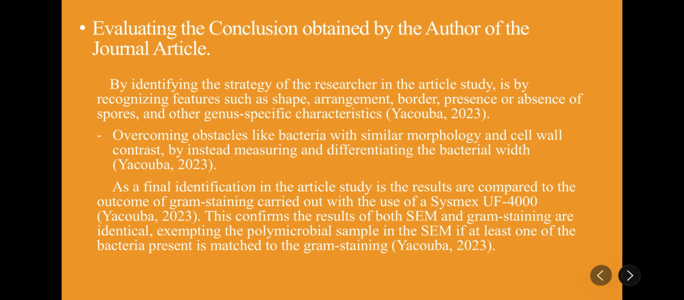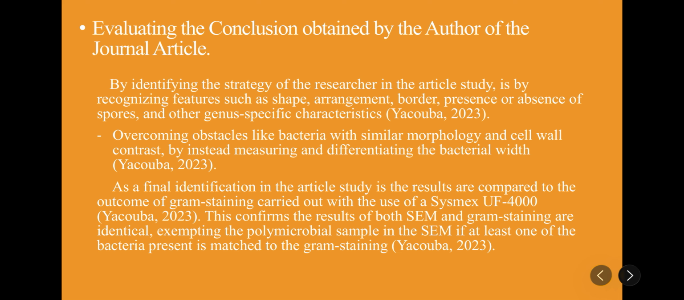Evaluating the conclusion obtained by the author of the journal article. The strategy of the researchers in the article study is recognizing features such as shape, arrangement, border, presence or absence of spores, and other genus-specific characteristics, and overcoming obstacles like bacteria with similar morphology and cell wall contrast by instead measuring and differentiating the bacteria.